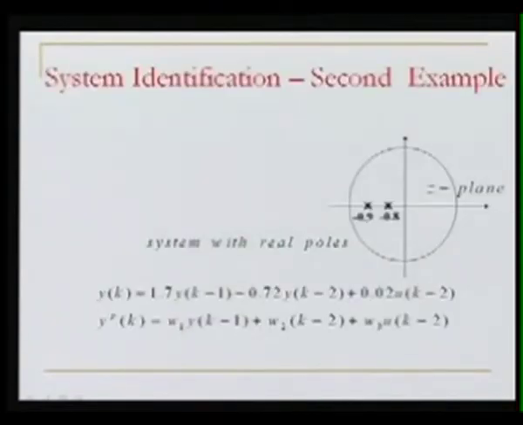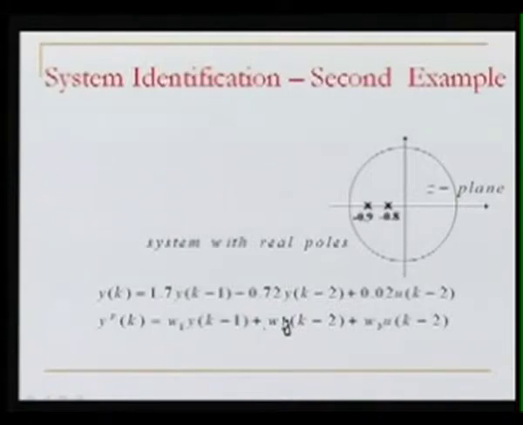We take another example today, where we have two poles within the unity circle, but they are both real poles, minus 0.9 and 0.8, and this is my system dynamics. My model is y_p(k) = w1 y(k-1) + w2 y(k-2) + w3 u(k-2), and I take a single neuron with 3 inputs: y(k-1), y(k-2) and u(k-2).